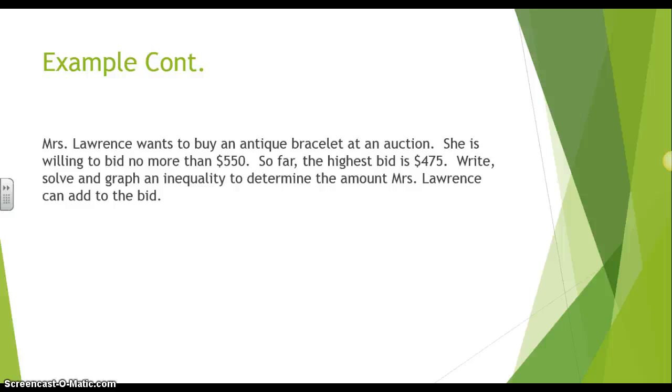So if she's willing to bid no more than $550, that means she can include the $550, but no more than that. And the highest bid is $475. So we have $475 plus the variable h, to get no more than that $550. So it's going to be less than or equal to $550.